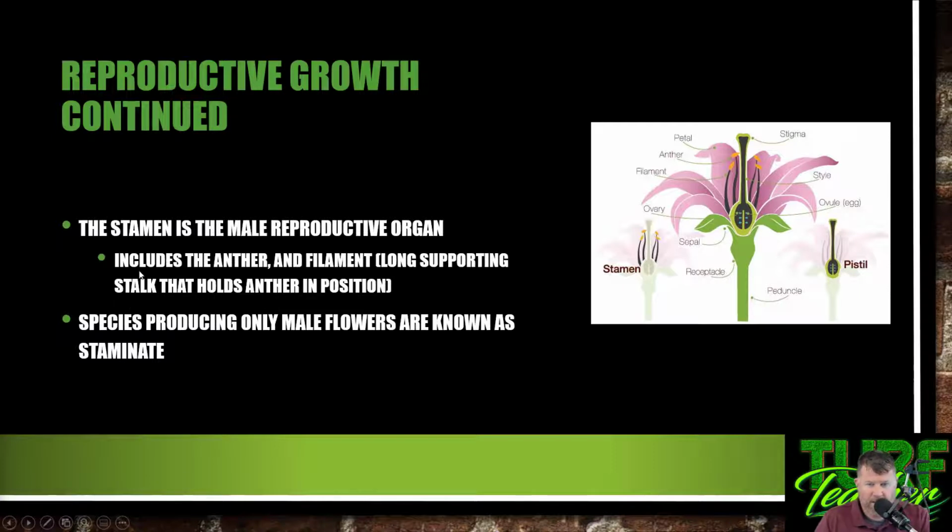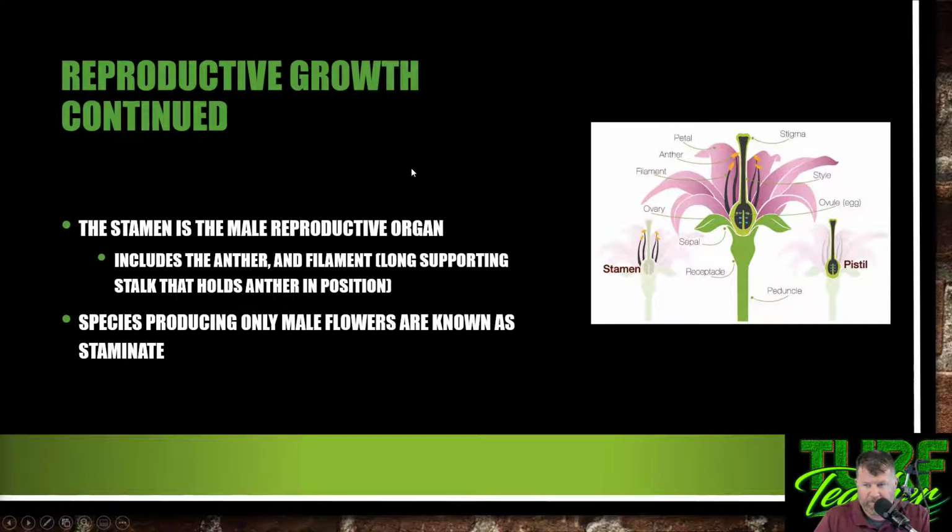Here we have a flower. There's the stamen. There's the pistil, the peduncle, the receptacle, the sepal. We've got the ovule, or the egg, right here. We've got the style. We've got the filament. We've got our ovary. We've got the anthers, the petal, and the stigma.